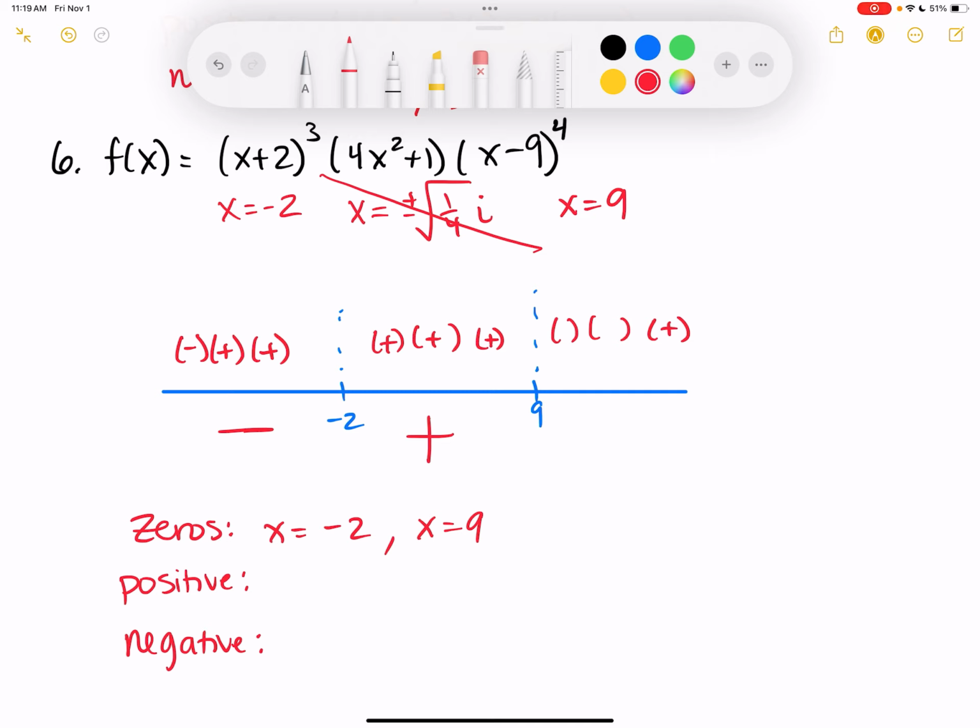Positive. And the middle one? Positive. Positive. And the last one is also positive. So this whole thing is positive. Wait, why is the x minus 9 to the 4th always positive? Because it's raised to the 4th power. And anything raised to an even power is always positive.